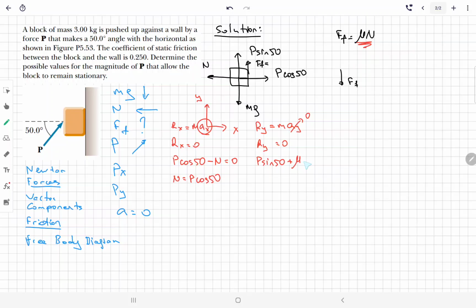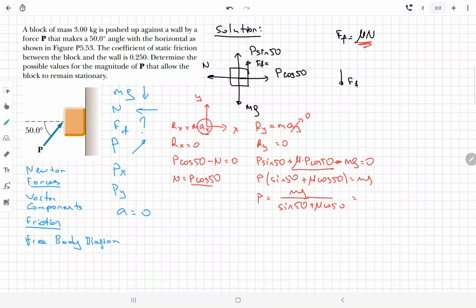So mu times reaction force, which is p cosine 50, this is the friction force, equal to, minus weight, equal to 0. Minus weight because it's downward, opposite to the y. So from here, further is just mass equal to mg. From here p equals mg divided by sine 50 plus mu cosine 50.